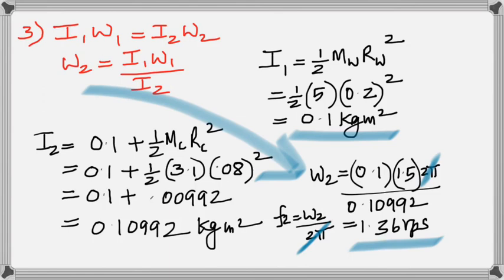That is the answer. 1.36 rotations per second. Did you notice that I had to divide it by 2 pi after that? Yeah, because of the formula, and because the question asks you to find the frequency, not the angular speed, right? To get the frequency, I had to divide it by 2 pi.